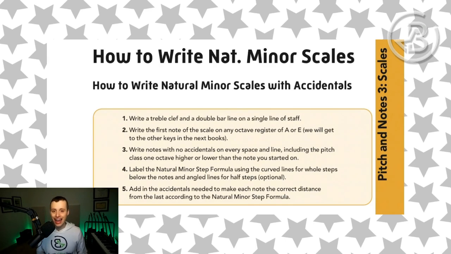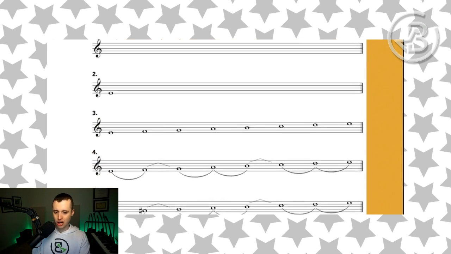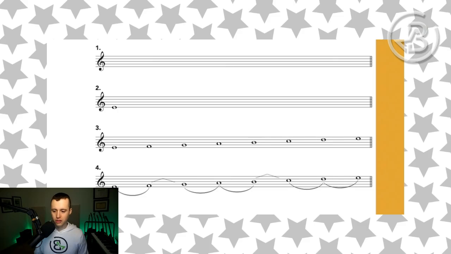In this lesson, you are going to learn how to write the natural minor scale for E and A, the relative minors of C and G major, with accidentals. So step number 1 is to write a treble clef and a double bar line. Step number 2 is to write the first note of the scale in any octave register, leaving yourself one octave to go up, obviously.